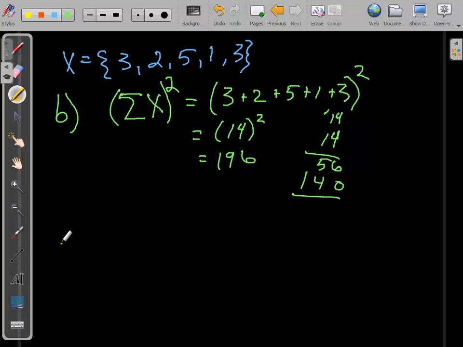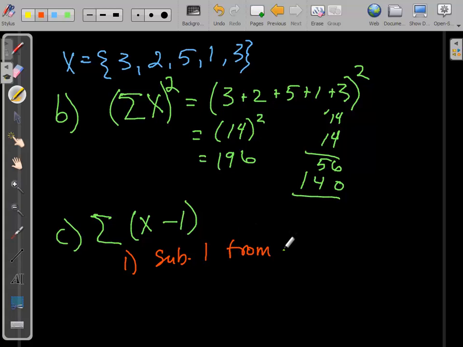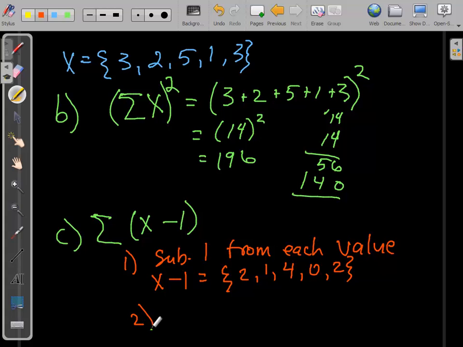Alright, let's see part C. It says the sum, and then it sets off parentheses x minus 1. So this is saying, the very first thing it wants you to do is subtract 1 from each x. In parentheses, subtract 1, and denoting x is just saying every value that you see here, subtract 1 from it. So in other words, we have x minus 1. The list is going to be 2, 1, 4, 0, and 2. So subtract 1, and then we're going to add them all up.